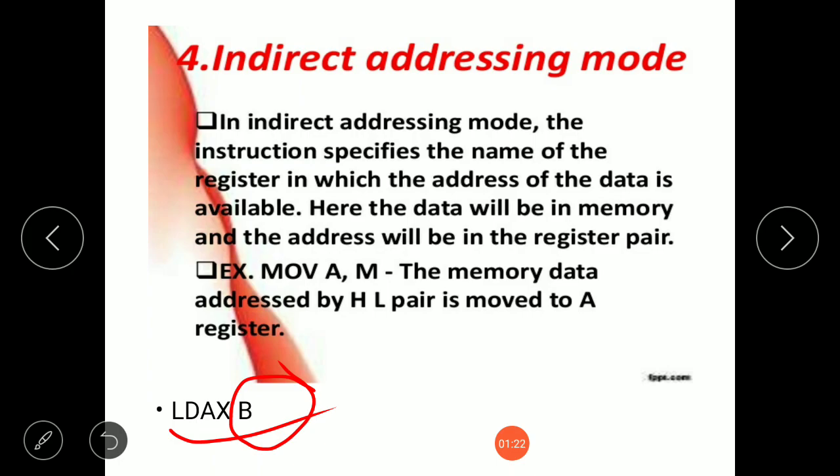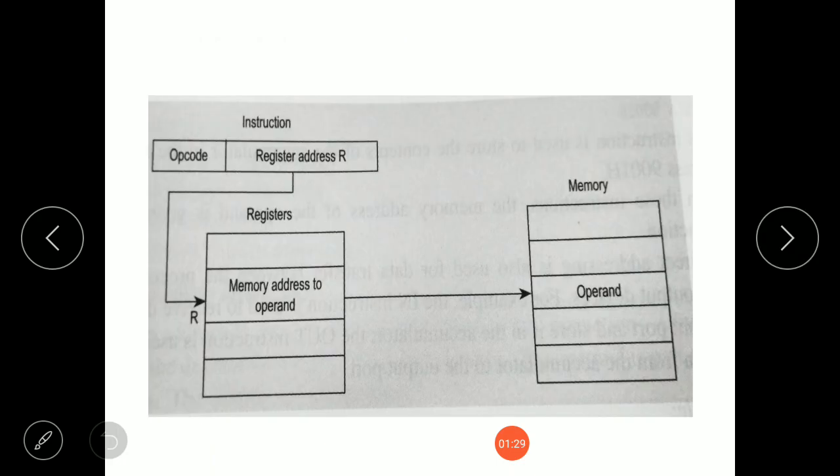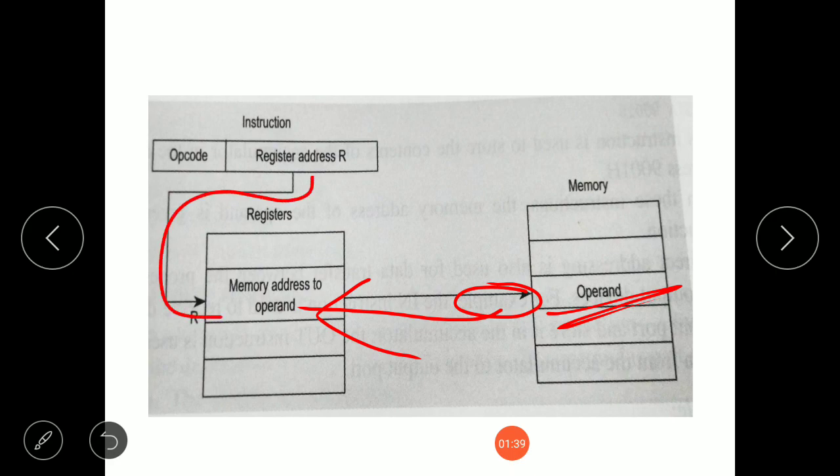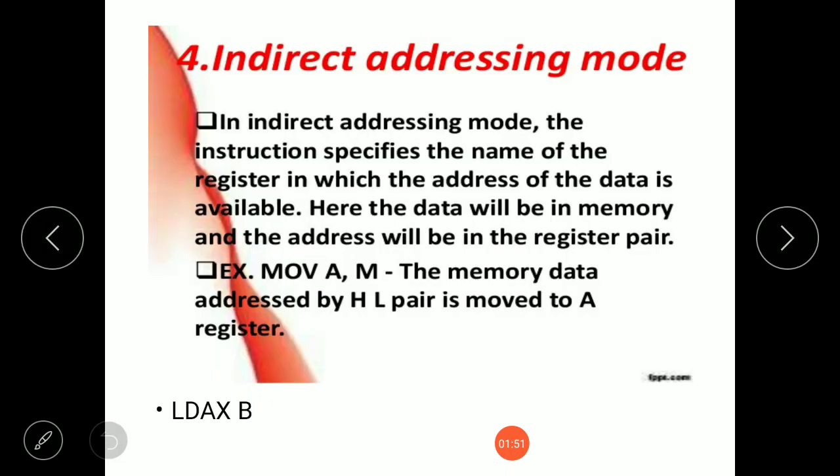Again, I am saying here the operand, we all know operand gets stored in the memory having some memory location, and that memory location is stored in some register pair, and we specify the name of the register in the instruction. So any instruction where the address of the operand is specified in terms of register pair will fall under this category, that is indirect addressing mode.